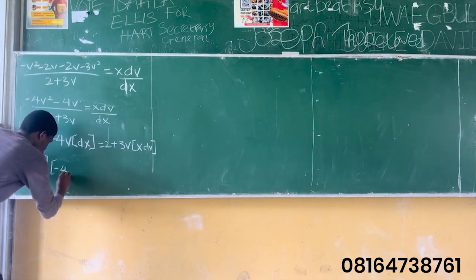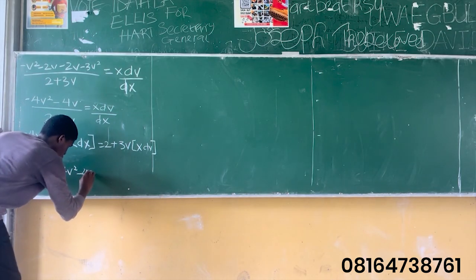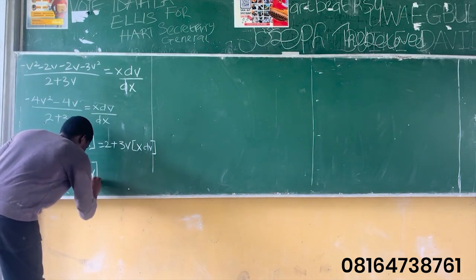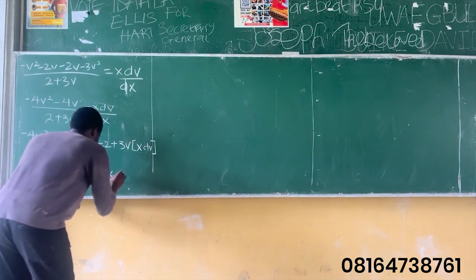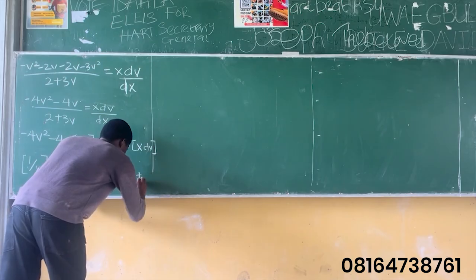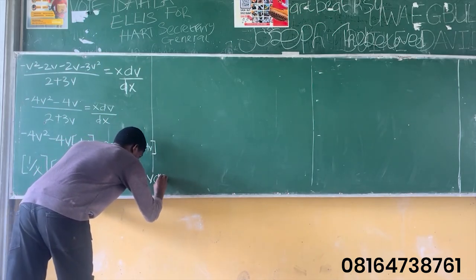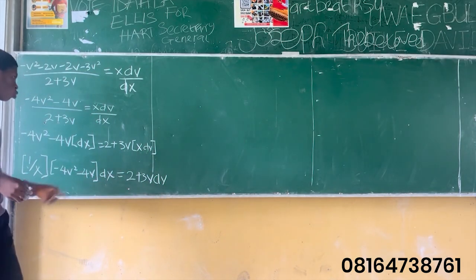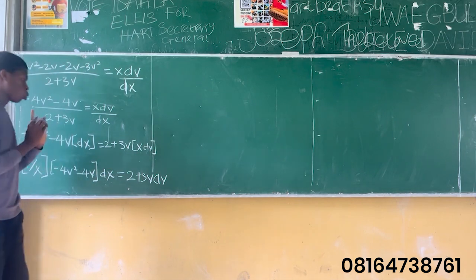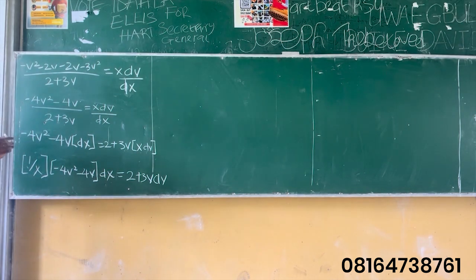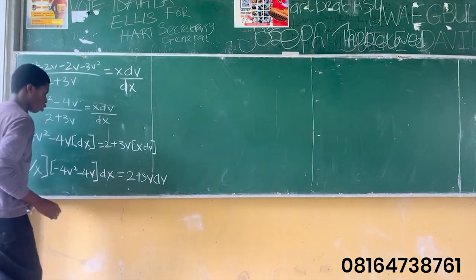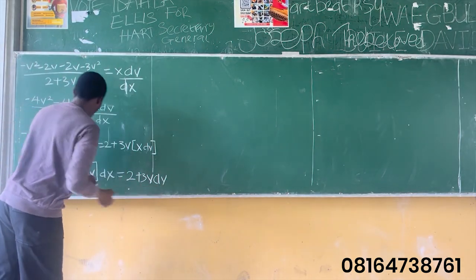minus 4v squared minus 4v dx is equal to 2 plus 3v dv. The 1 over x will cancel out this x, which is 1. So we have dealt away with the x. So now we have the x on one side, the x on one side. We have v on one side, the v on one side.